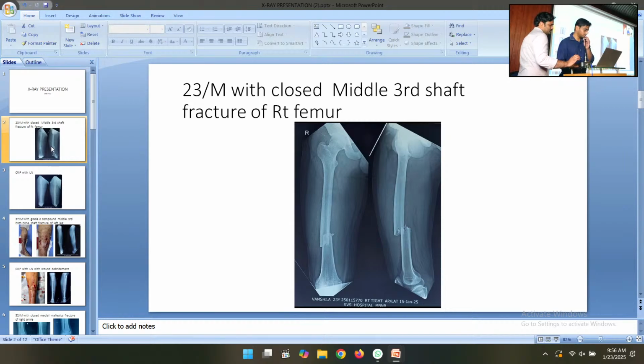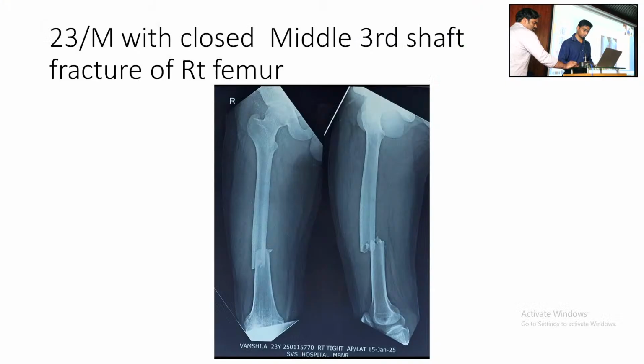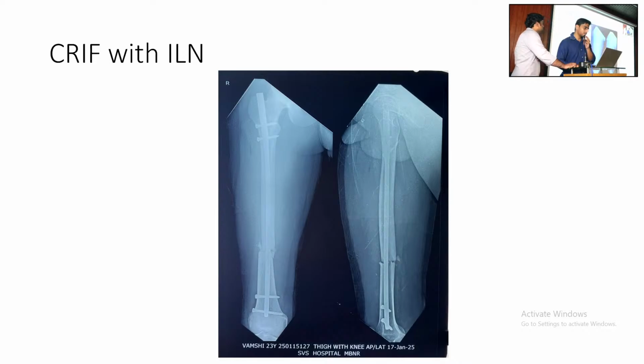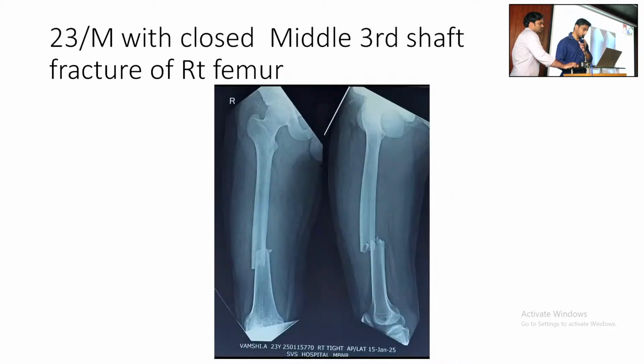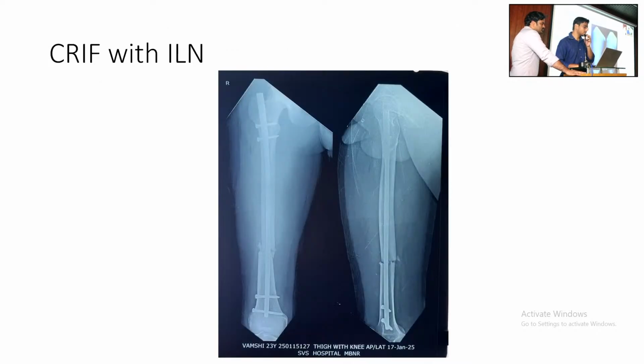Morning, sir. This is a 23-year-old male with closed middle third shaft fracture of right femur, sir. Here the middle third, distal third junction is there, sir. We have done closed reduction and fixation with the interlock nail, sir.